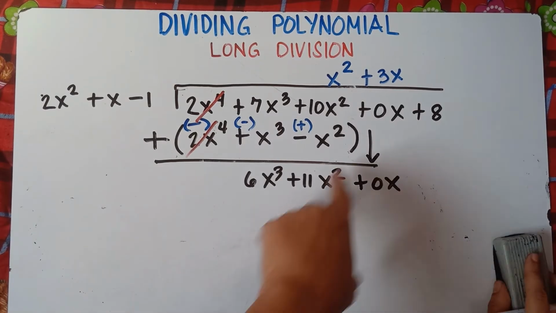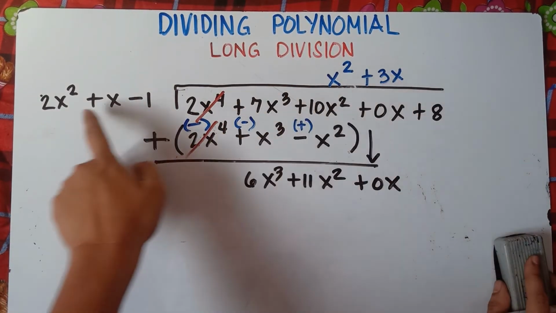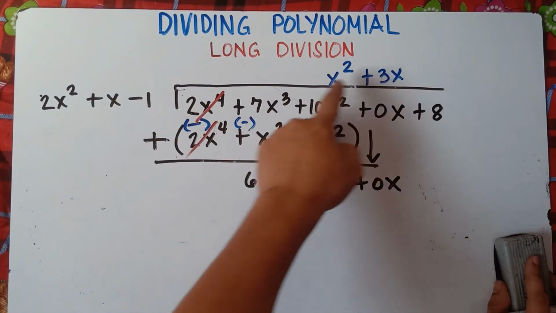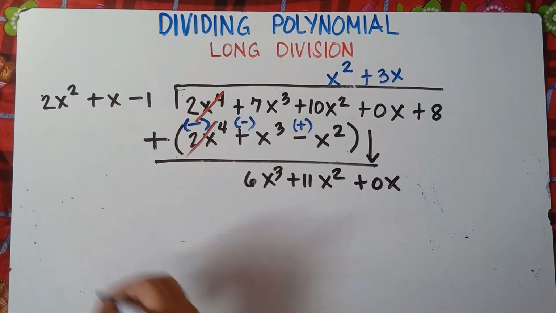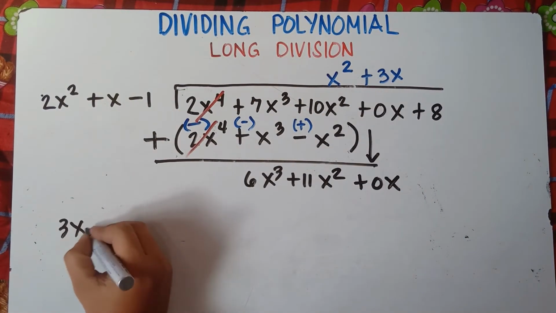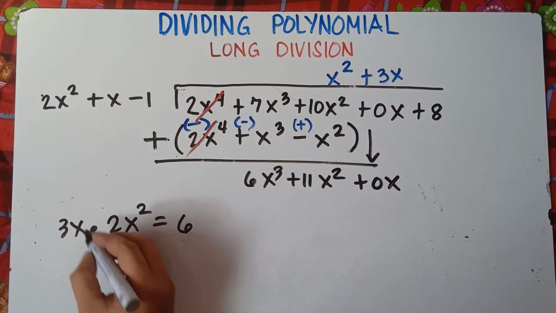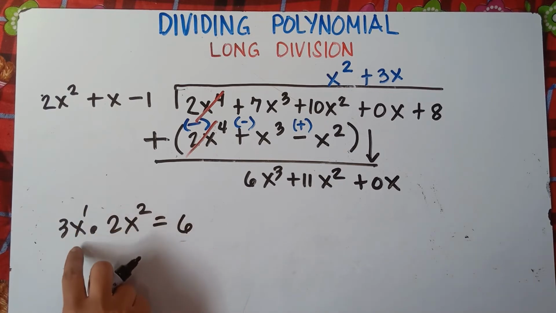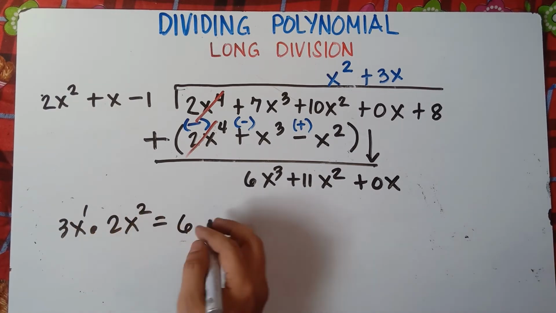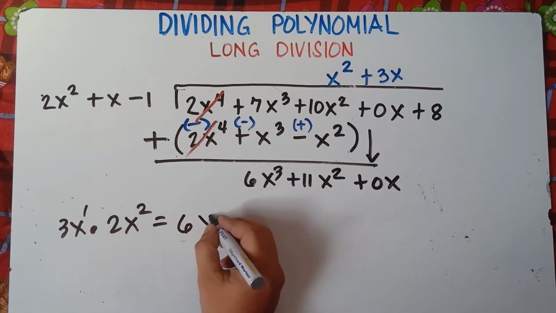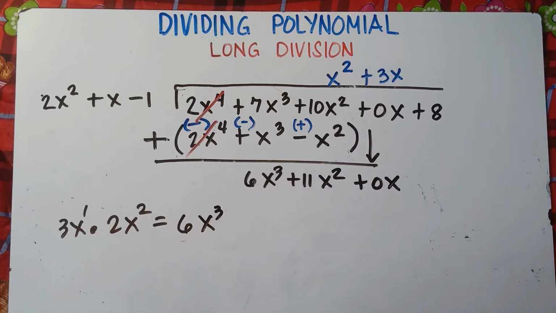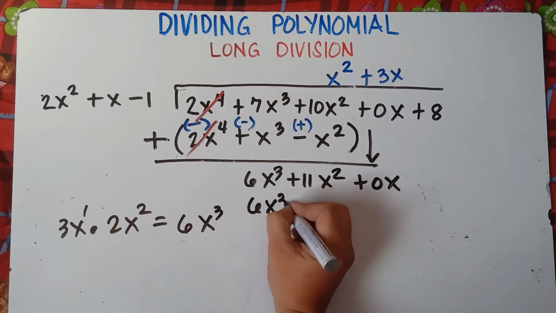Then once you get the answer here, you multiply every term in the divisor. So 3x times 2x squared. 3 times 2 is 6. Then once again, understood that there's 1 here. If you're multiplying, you add the exponent. So copy x, then you add 1 plus 2, that is 3. So that would be 6x cubed.